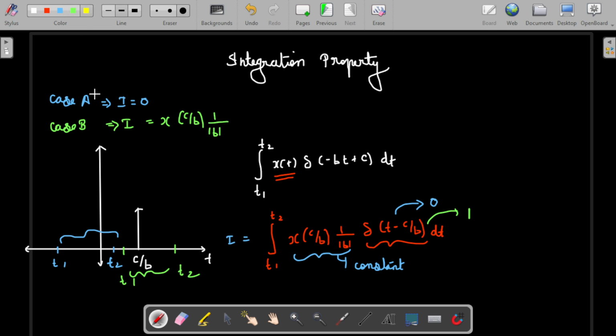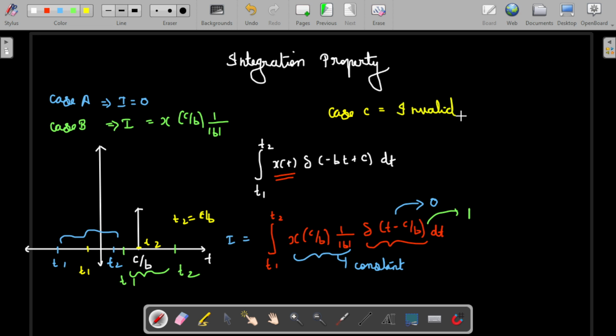Let's take case 3, where t1 is lying here and this point itself is t2. If that is the case, then that case is invalid. Case C is invalid because if t2 is equal to c by b, we cannot exactly resolve the things, so we can't make it happen. In that case, we consider it invalid. So these are the three cases, guys.